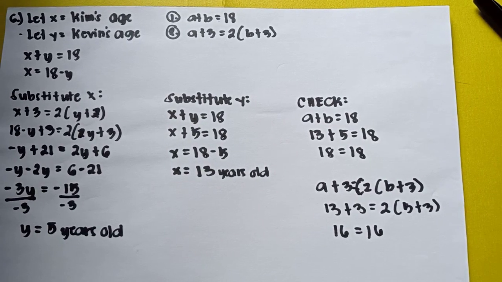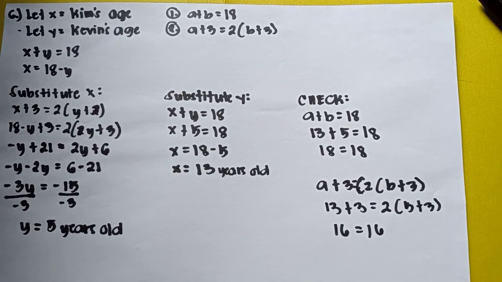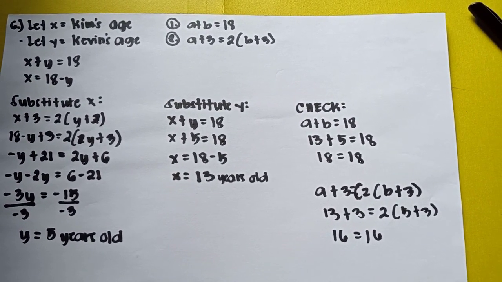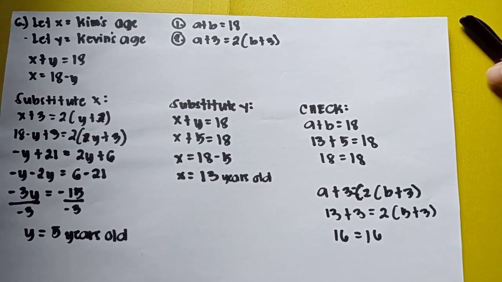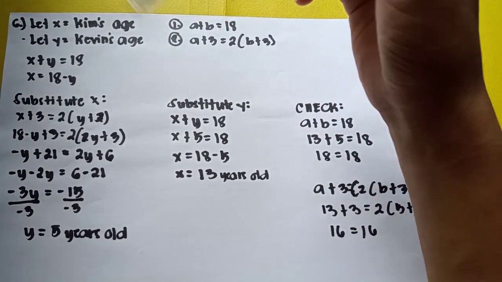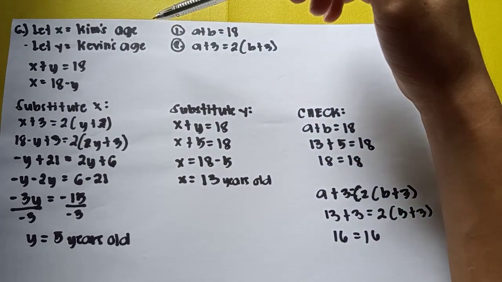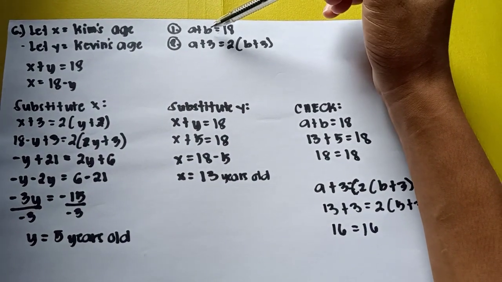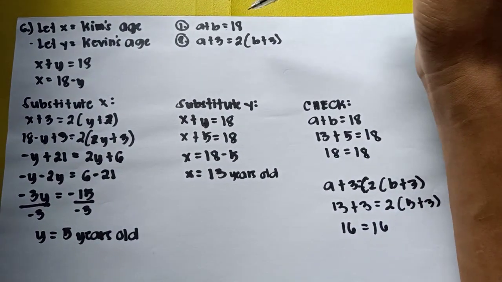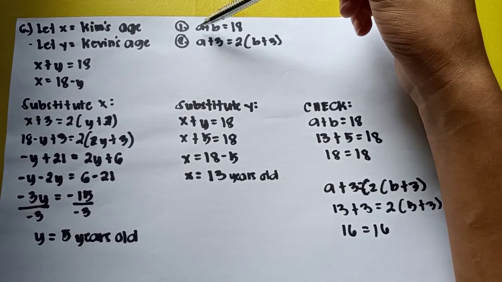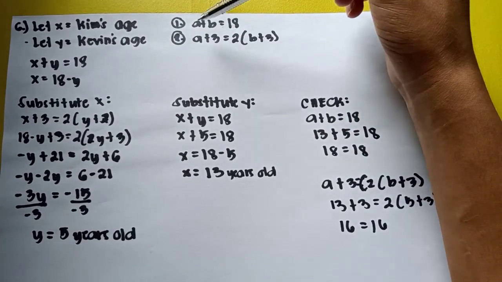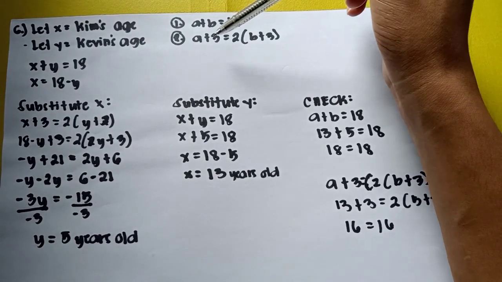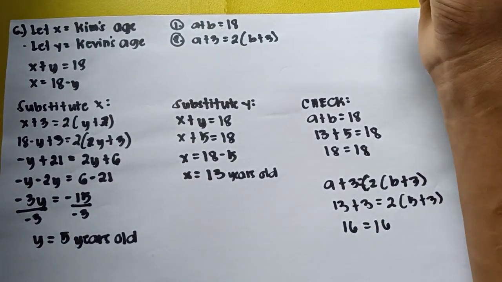Problem number 6. The sum of Kim's and Kevin's ages is 18. In 3 years, Kim will be twice as old as Kevin. What are their ages? So let X be Kim's age and let Y be Kevin's age. So our first formula is A plus B equals 18. A is the age of Kim and B is the age of Kevin. So if you add their ages, it will be equal to 18.